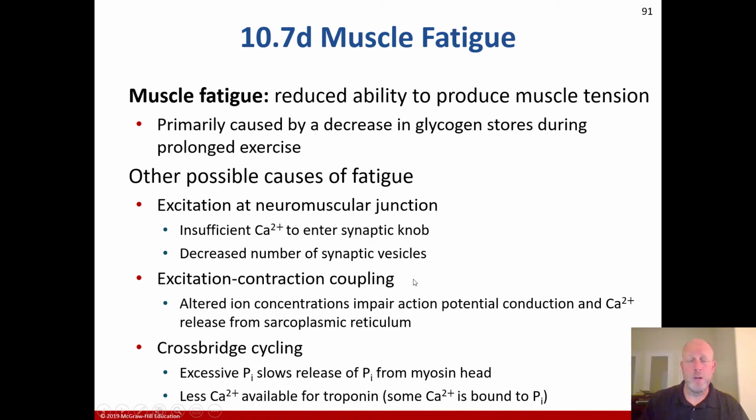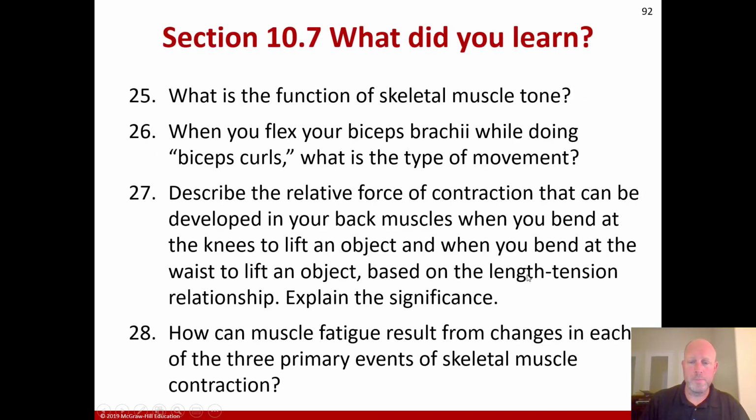If we were asked the question point blank, the primary cause of muscle fatigue during activity would be the combination of excess hydrogen ion development along with the inability to produce ATP at a sufficient level to match the demand. So what's the function of skeletal muscle tone?